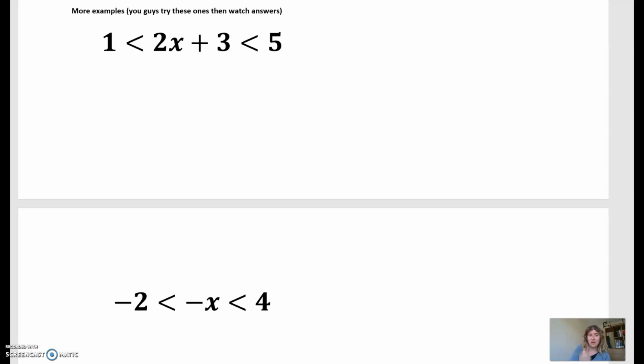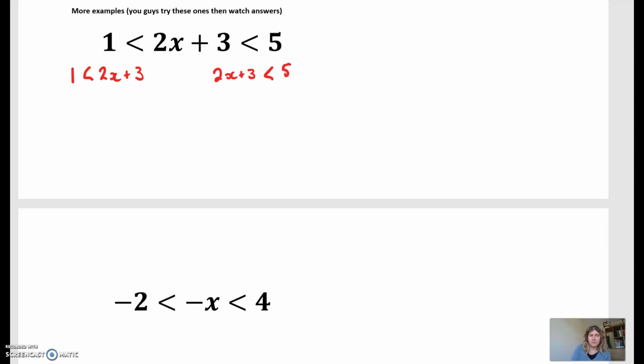So this next one, exactly the same thing. We've got 2x plus 3, and where that's greater than 1 and less than 5. So we're going to split it up into the two equations. So we bring the 1 down, we keep everything else exactly the same, we just leave off that less than 5. Then we do the same thing with the other side, but we leave off the greater than 1. So we've got 2x plus 3 less than 5.